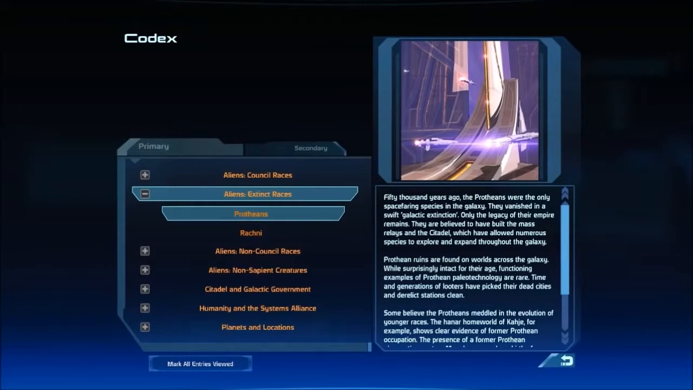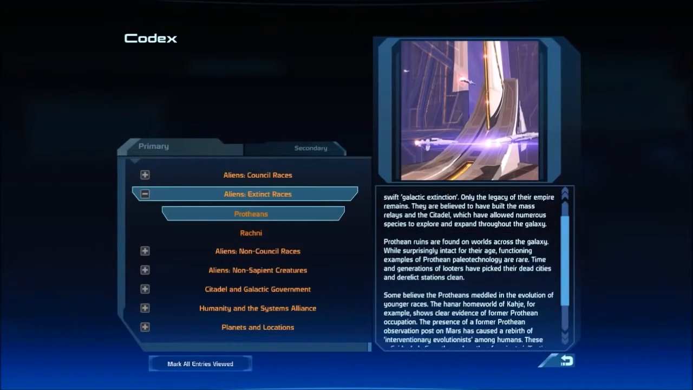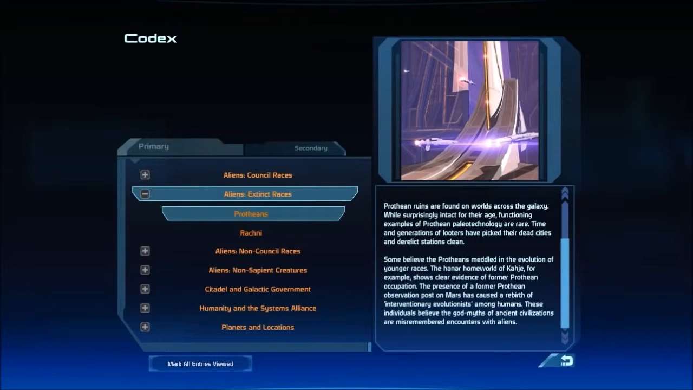While surprisingly intact for their age, functioning examples of Prothean paleotechnology are rare. Time and generations of looters have picked their dead cities and derelict stations clean. Some believe the Protheans meddled in the evolution of younger races. The Hanar homeworld of Kadje, for example, shows clear evidence of former Prothean occupation. The presence of a former Prothean observation post on Mars has caused a rebirth of interventionary evolutionists among humans. These individuals believe the god myths of ancient civilizations are misremembered encounters with aliens.